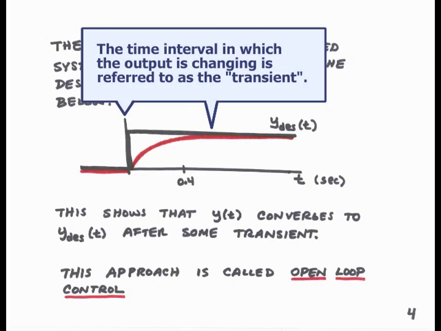Now, if you haven't heard the term transient before, this refers to the time interval when the output is changing from one steady state behavior to another, in this case, from one constant value to another.